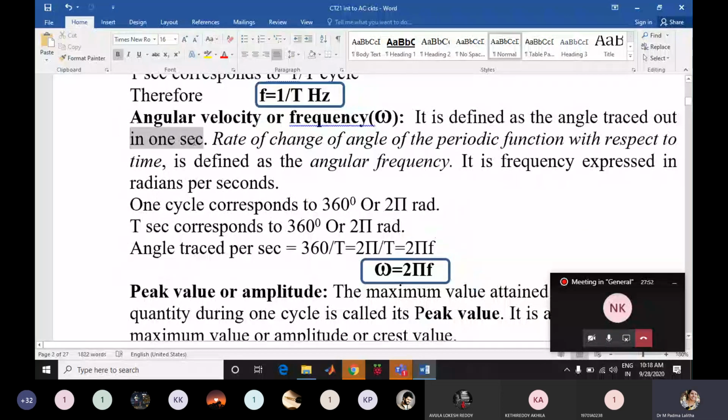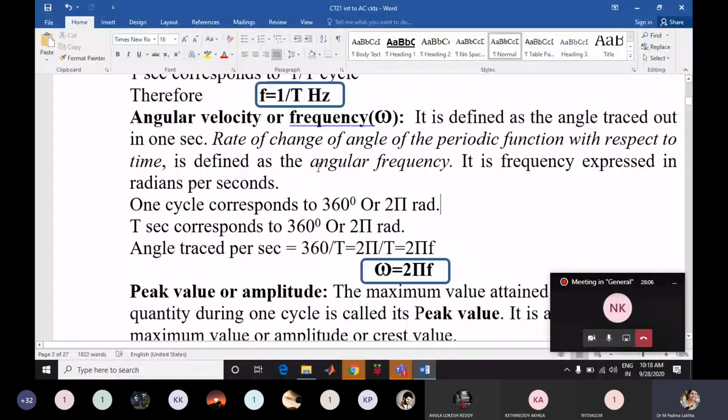So what is the angle made in 1 second? That is known as the angular velocity. The rate of change of angle of a periodic function with respect to time is defined as angular frequency. The units are radians per second.